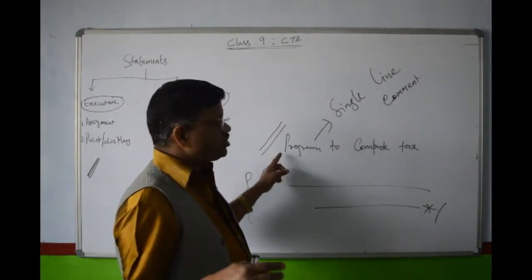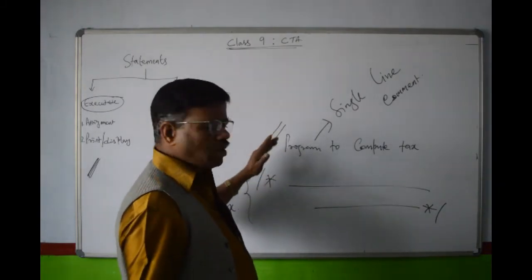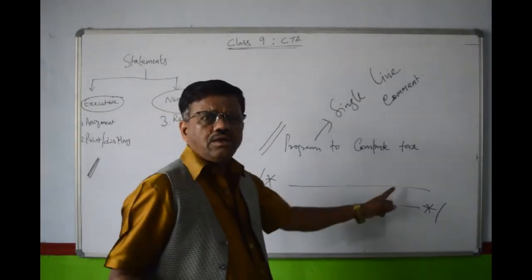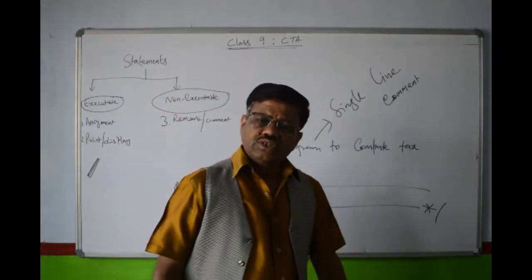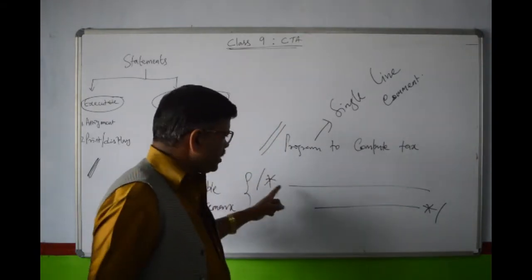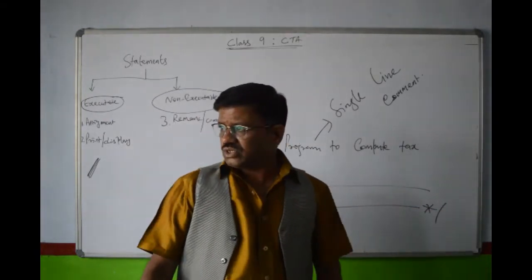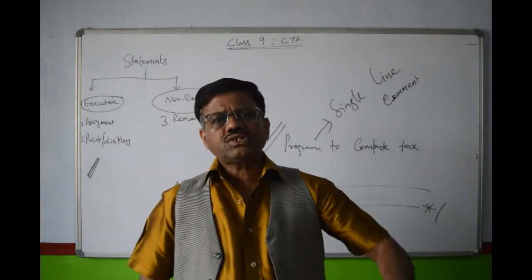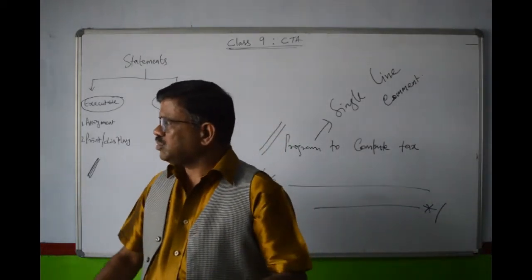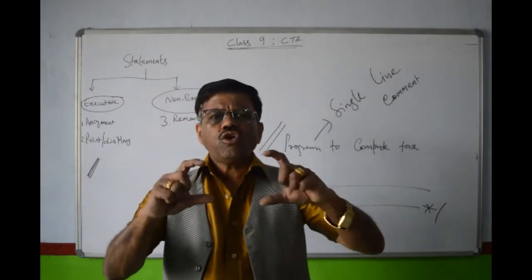There are 2 types of comment statement, double slash or slash asterisk. Keep writing multiple comments and end with asterisk slash. Begin with slash asterisk and end with asterisk slash. Is this clear? So this is called a comment statement.